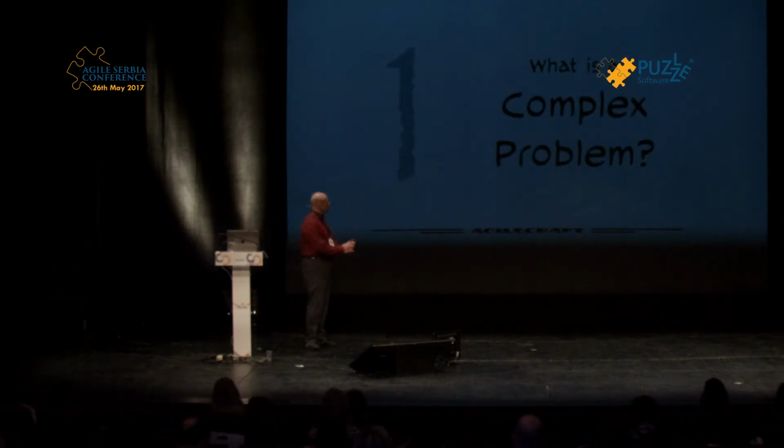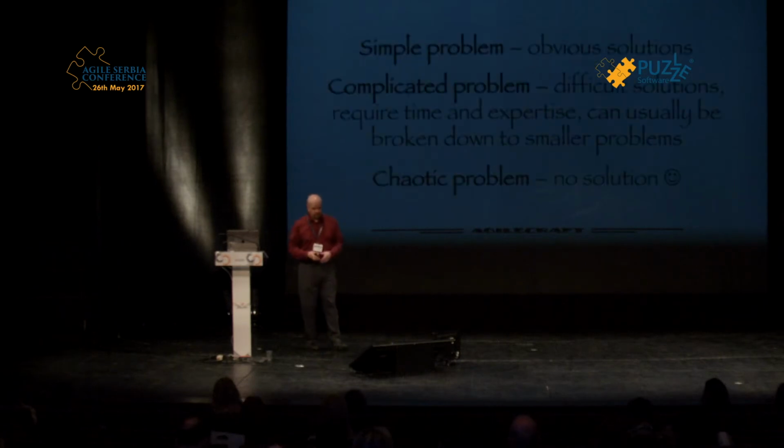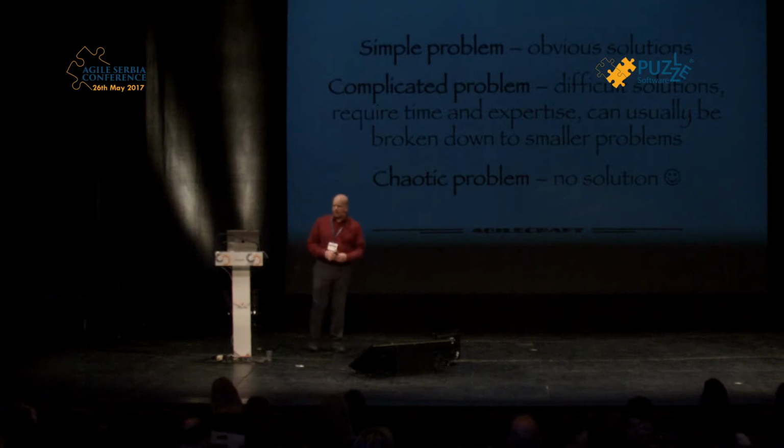So I start with the question, what is a complex problem? I start that by eliminating a few different types of problems, and then we'll look at the complex problems. Simple problems are problems where we have an obvious solution. In our daily life, we have a lot of simple problems, but we already know how to handle them, so we don't even notice that we are solving simple problems. Sometimes we do notice, but they are easy for us to handle.